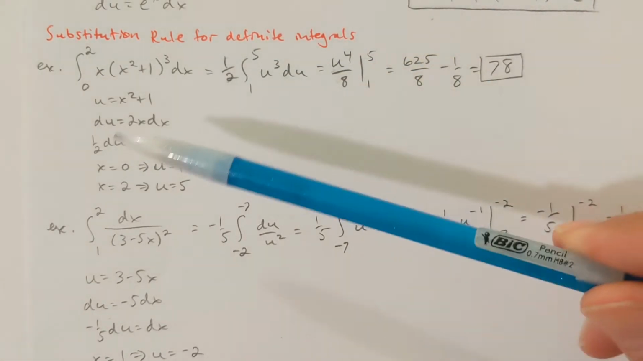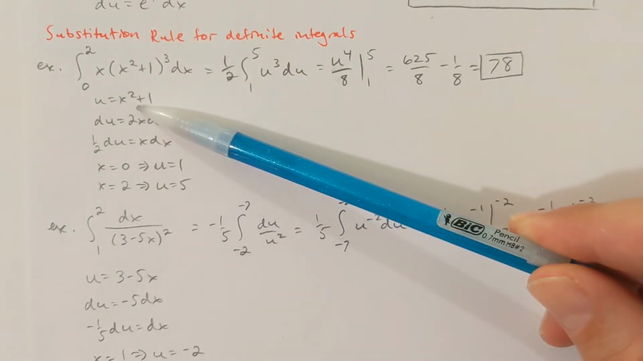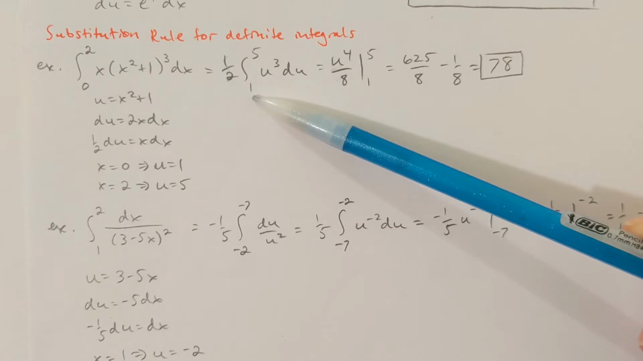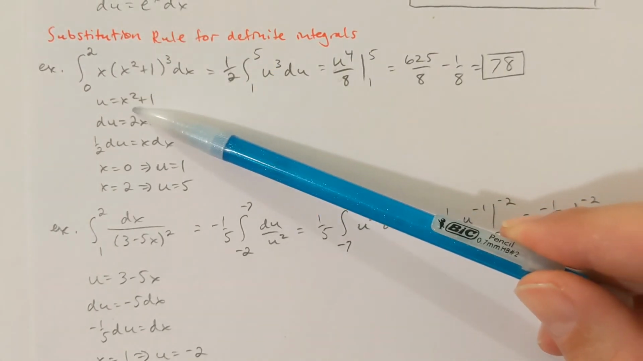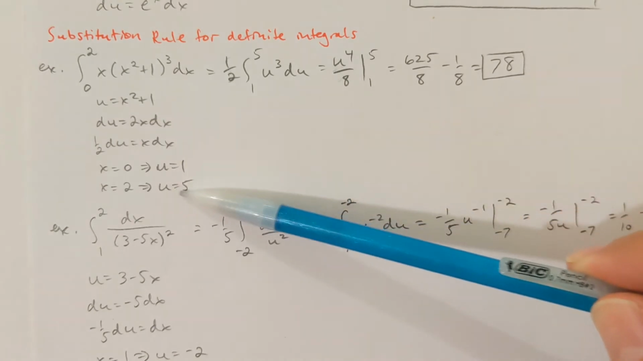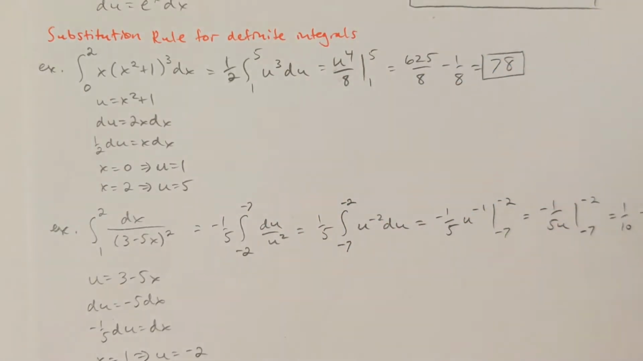Now, if x is 0, the lower bound, U would be 1. So my lower bound is now going to be 1. If x is 2, 2 squared is 4 plus 1 is 5, U would be 5. Okay, so here's my new bounds, and now I can get the antiderivative. It's going to be U to the 4th over 4 times 1/2 is U to the 4th over 8, and we're evaluating that from 1 to 5.